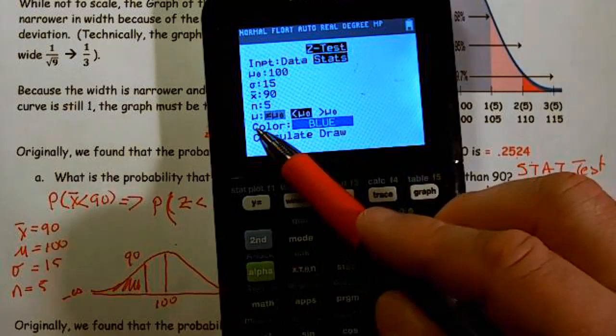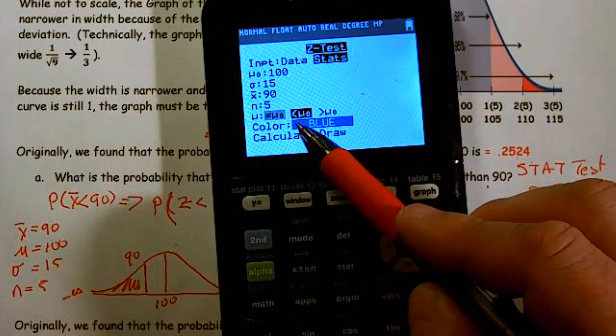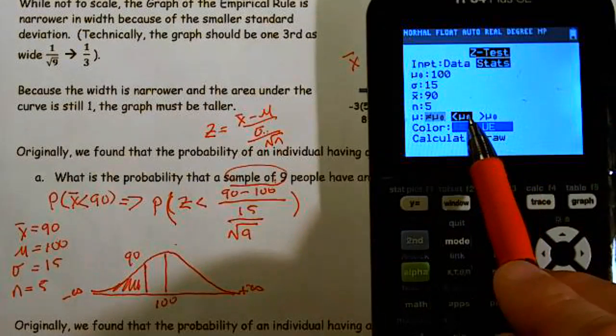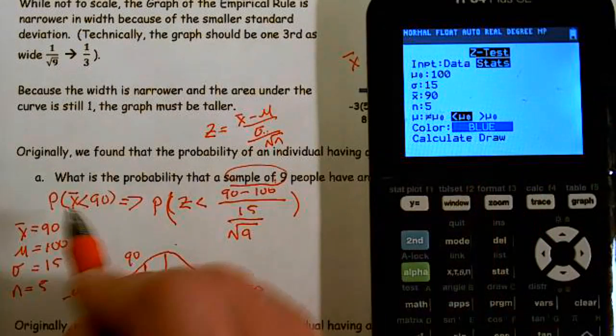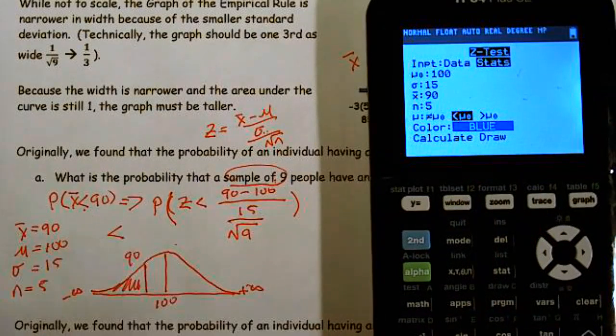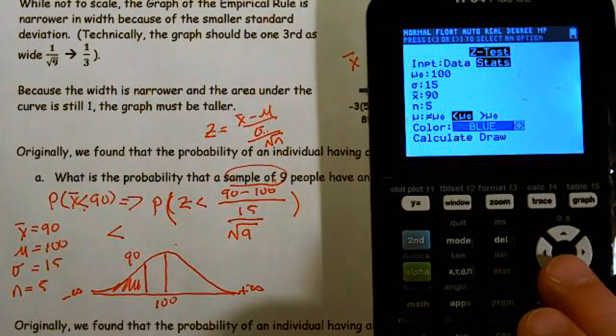Now ignore what it says and just look at the shape of the arrow. Well, we said X bar is less than, or we shaded down. So we want to make sure that we have our inequality facing in the same direction. Because we shaded down, we need to choose the one that looks like that. And then we're going to press calculate.